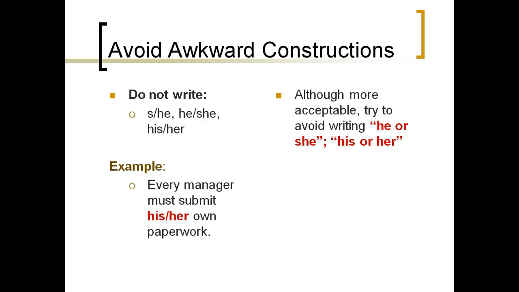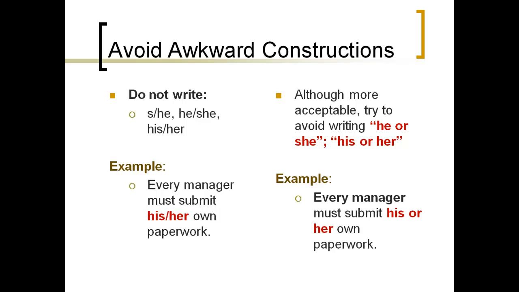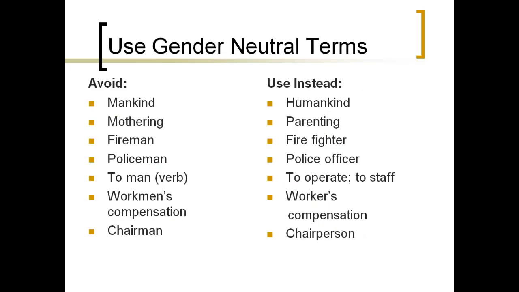Here's another thing that people do. Although this is more acceptable, try to avoid writing it out as he or she, his or her. This is what I mean. Here's an example. See that? How his or her is written out. So you want to do this rather than the slash thing, but you really want to avoid these constructions in your writing whenever possible.